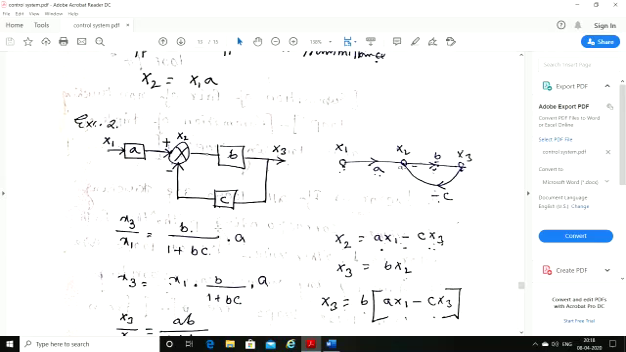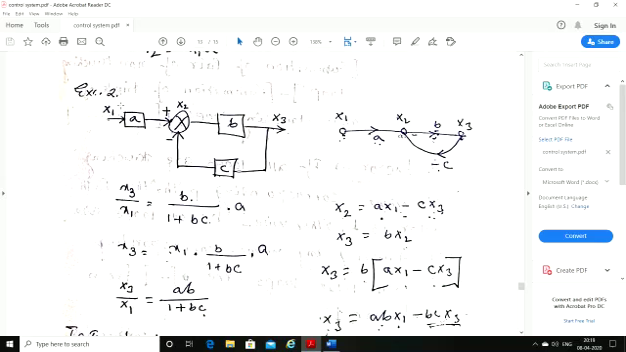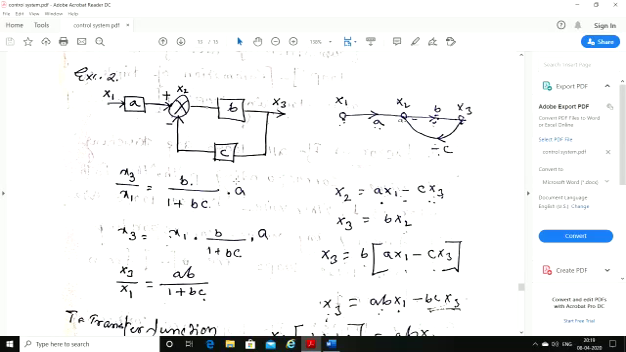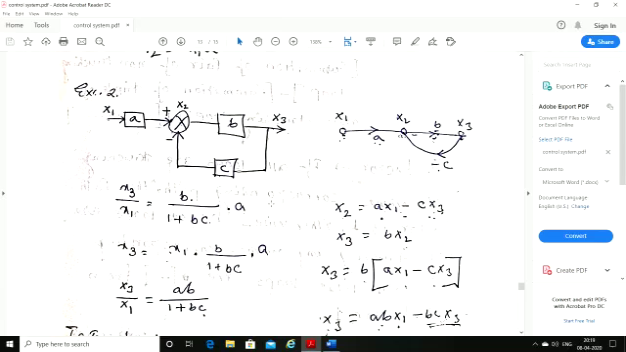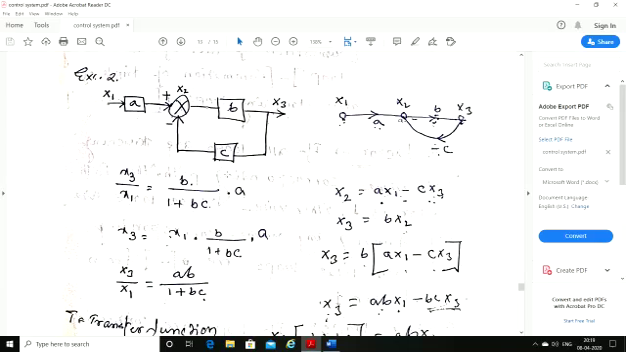Now the second example. Here we have a block diagram and a signal flow graph. At first we will solve the block diagram, after that we will solve the signal flow graph and check whether both answers are the same. At first x1 is the input, then gain a, then we go to a summing point, then gain b, and after that we get the output x3. And c is a feedback, which is a negative feedback.